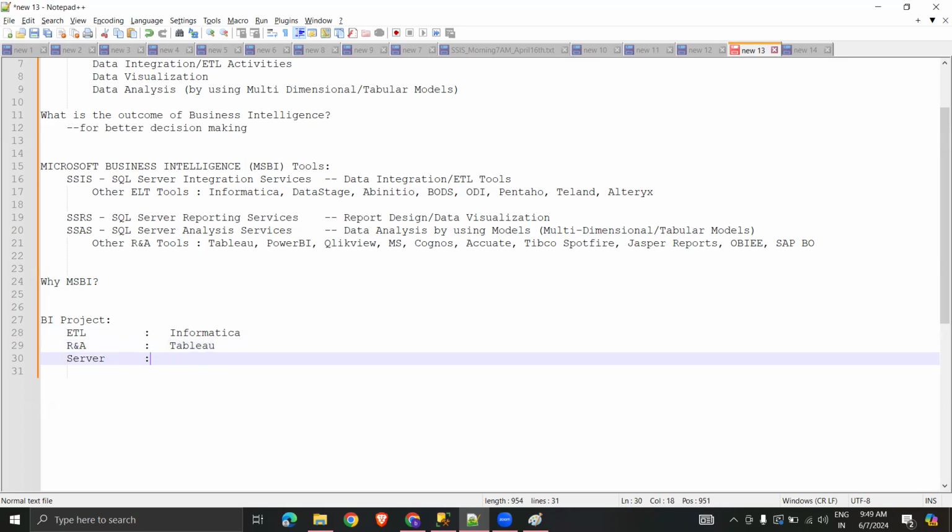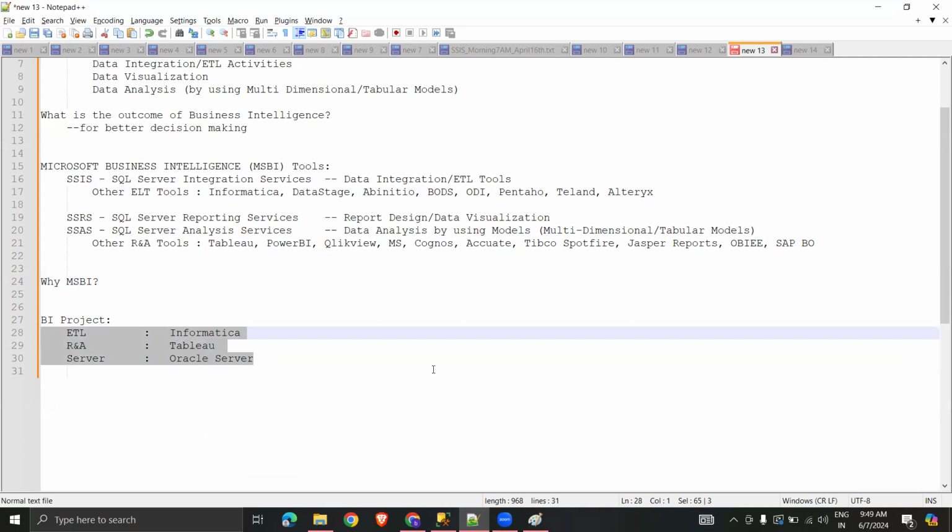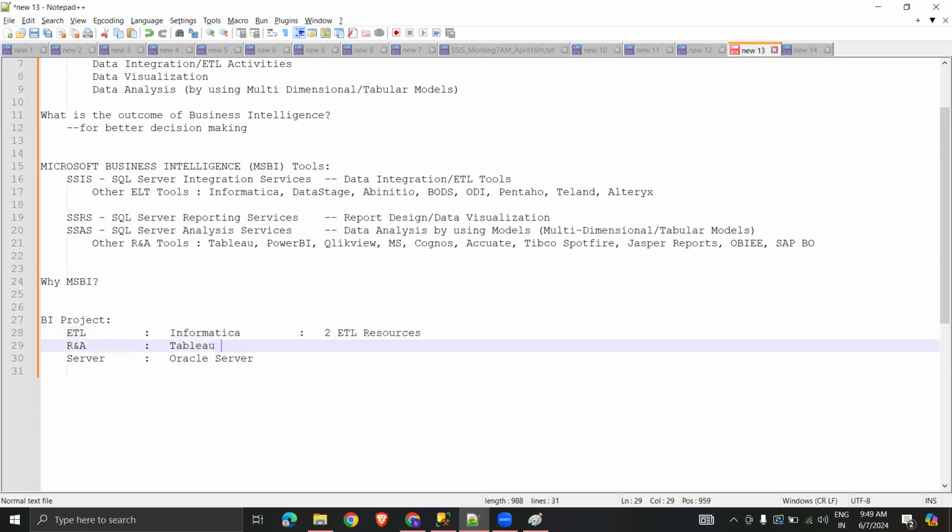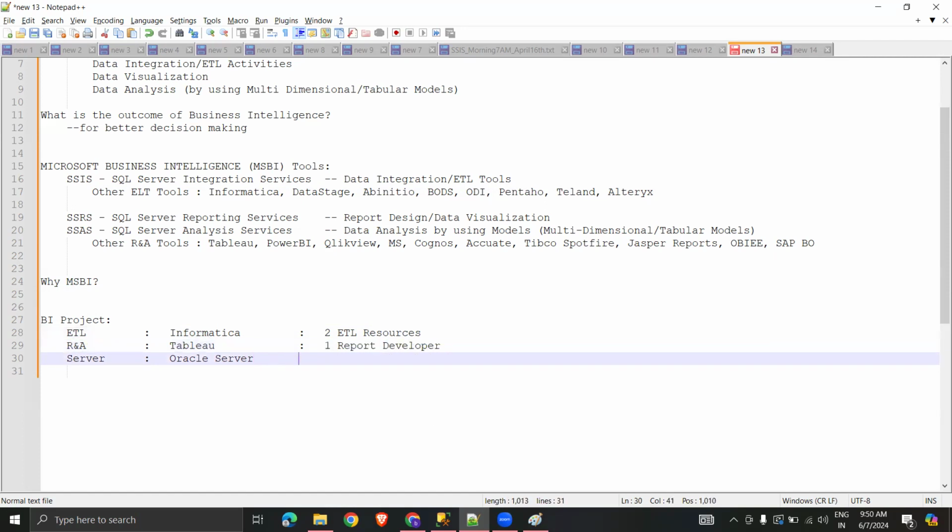And then for server purposes, I want to go with the Oracle servers. Three-fourths of my bank amount is gone just to set up the infrastructure part. Right? Sir, tools are ready. Who will operate them? You need the resources, right? So, two ETL resources, one report developer, one DBA, Oracle DBA. My bank balance is zero now.